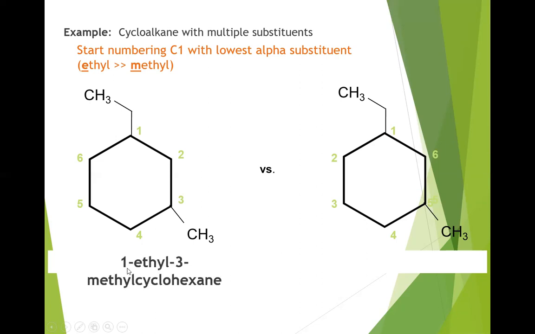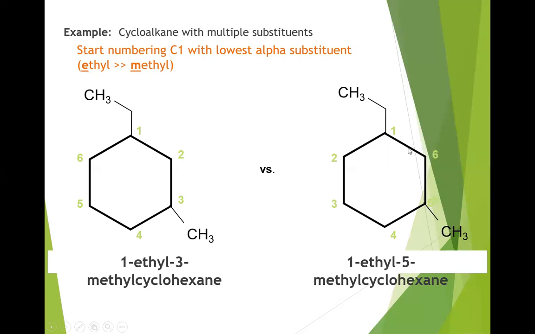The name for this is 1-ethyl, 3-methyl, cyclohexane. 1-ethyl, meaning on carbon number 1, there's an ethyl group. Then we counted this way, 2, 3, and we now have methyl. That means 3-methyl. Then because it's cyclo, we call it cyclo. How many carbons in this cyclo? 6, so it says hexane.